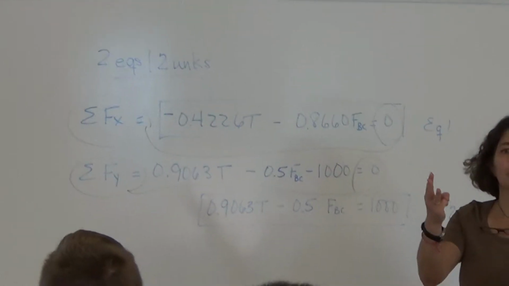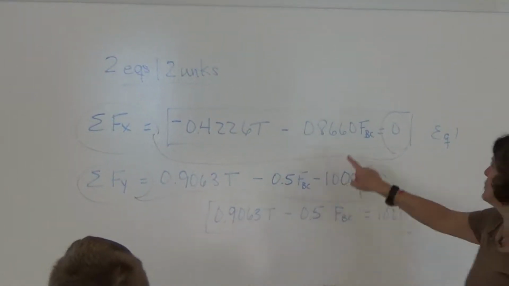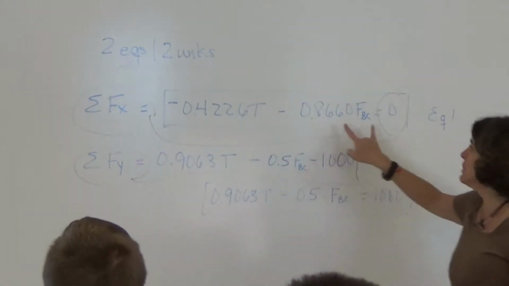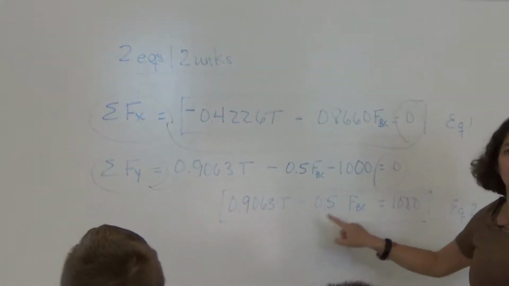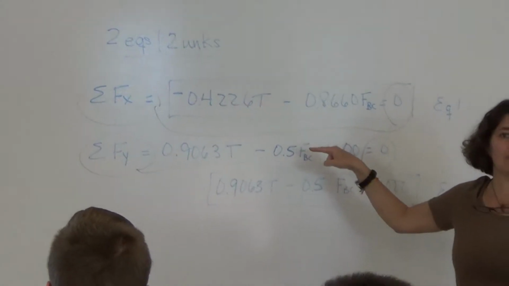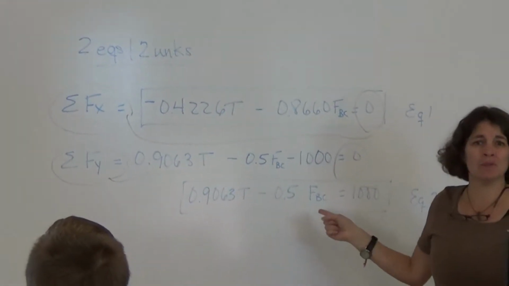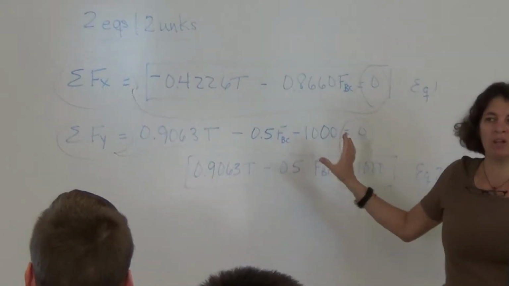Get FBC on its own side, so solve for FBC in terms of T, right? Plug FBC into here and solve for T, and then come back and solve for FBC, right? One way, the math way. Probably it takes a long time. Maybe not too long, but a little long.